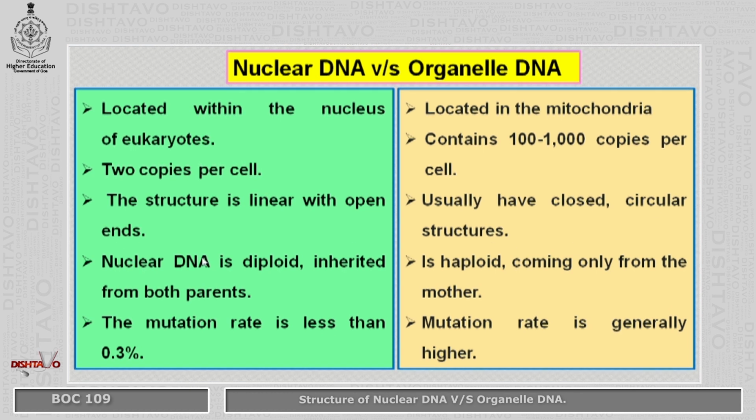Nuclear DNA is diploid, inherited from both parents, whereas organelle DNA, especially mtDNA, is haploid and comes from only one parent, that is the mother, and therefore we also call it uniparental inheritance, as I mentioned before. The mutation rate is less in nuclear DNA, about 0.3%, whereas the mutation rate is generally higher in the organelle DNAs.